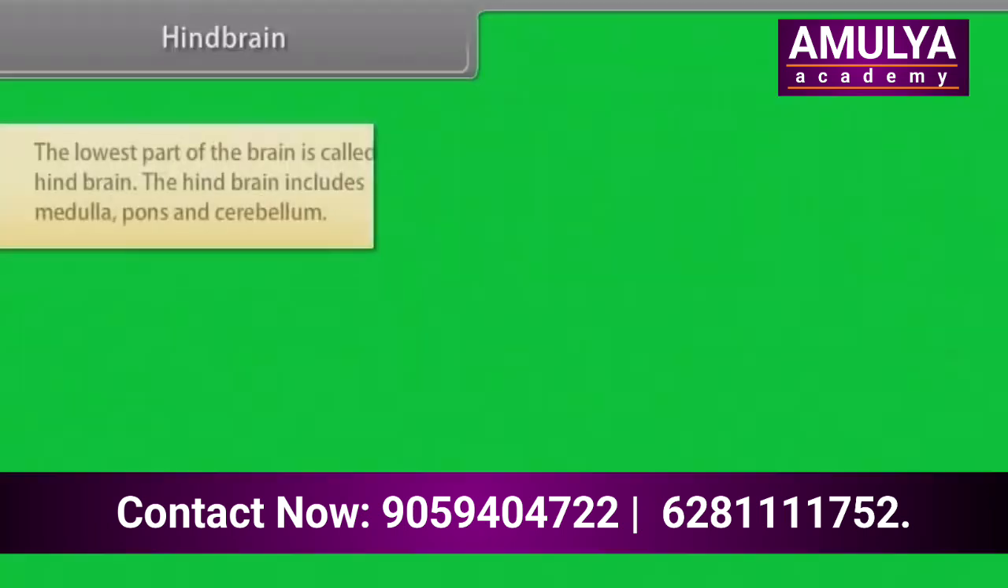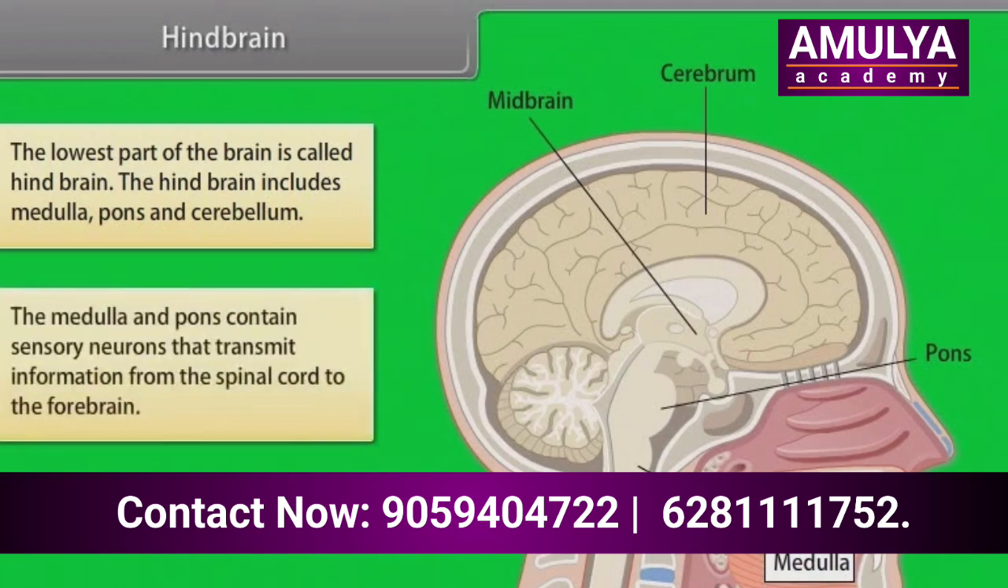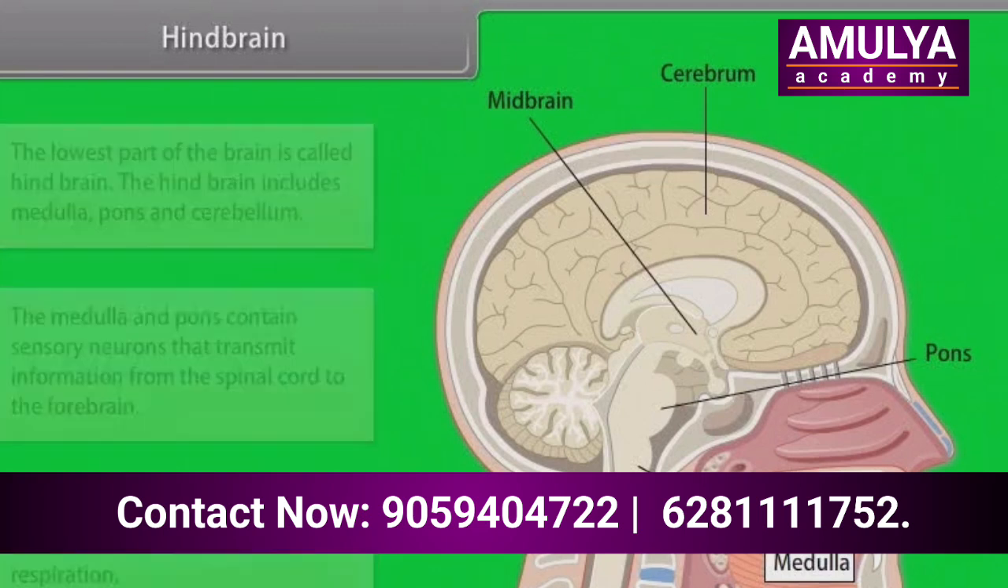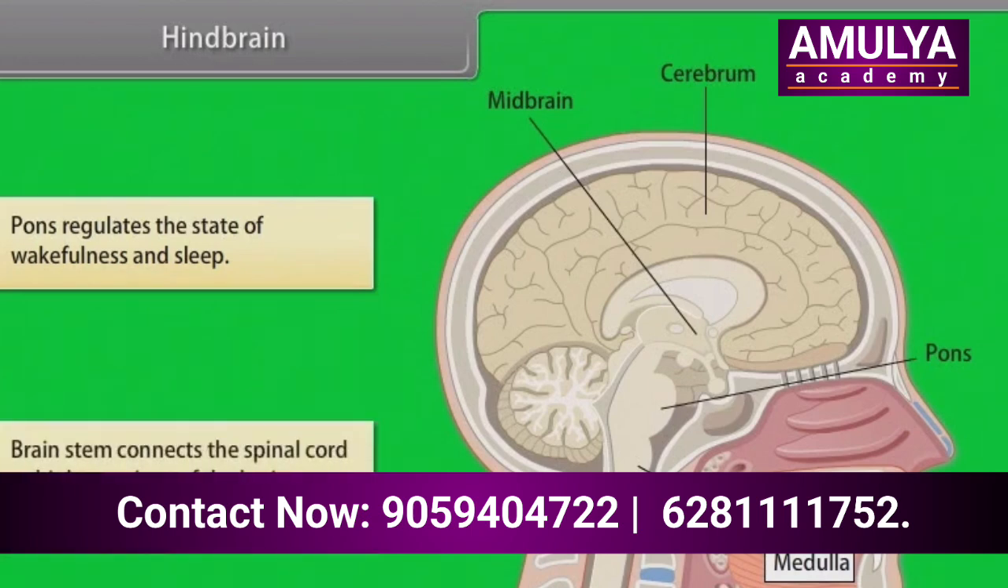Hindbrain. The lowest part of the brain is called the hindbrain. The hindbrain includes the medulla, pons, and cerebellum. The medulla and pons contain sensory neurons that transmit information from the spinal cord to the forebrain. The medulla regulates basic life functions such as heartbeat and respiration. The pons regulates the state of wakefulness and sleep. The brainstem connects the spinal cord to higher regions of the brain.